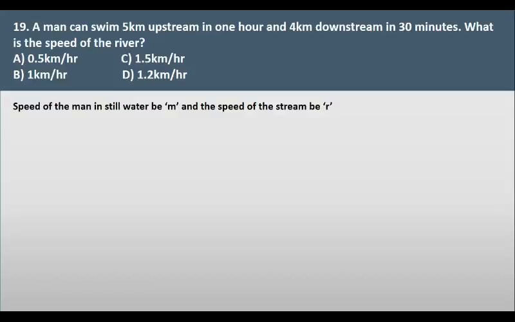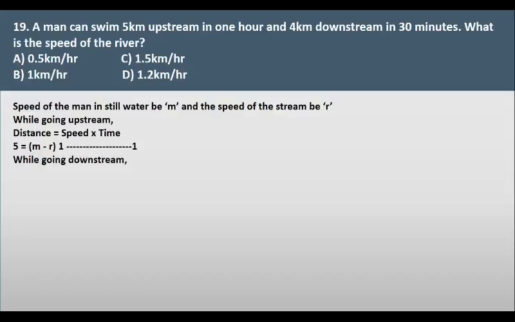Now let us consider the cases individually. Let us consider the upstream case. We know that distance is equal to speed into time. It has been explained in the concept video that the relative speed may be calculated by subtracting the speed of the river from the speed of the man in still water, because the direction of motion of both the objects would be opposite, and we know that distance is 5 kilometers. So our equation becomes 5 is equal to m minus r into 1, because he takes 1 hour to go upstream. Let us consider this to be equation 1.